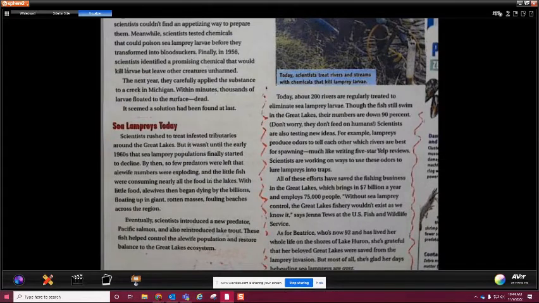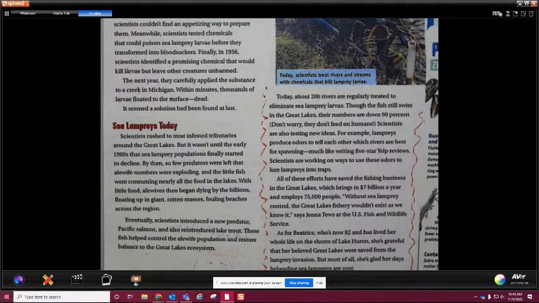Scientists rushed to treat infested tributaries around the Great Lakes, but it wasn't until the early 1960s that sea lamprey populations finally started to decline. By then, so few predators were left that alewife numbers were exploding, and the little fish were consuming nearly all the food in the lakes. With little food, alewives then began dying by the billions, floating up in giant rotten masses, fouling beaches across the region. Eventually, scientists introduced a new predator, Pacific salmon, and also reintroduced lake trout.